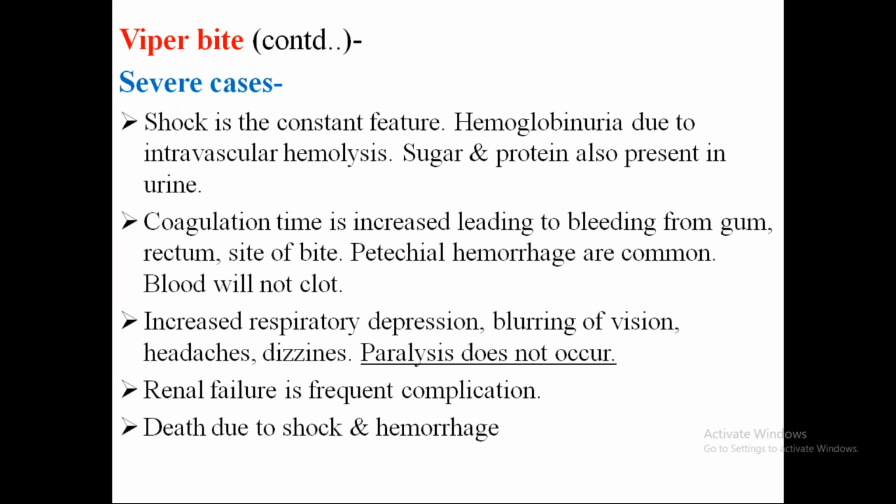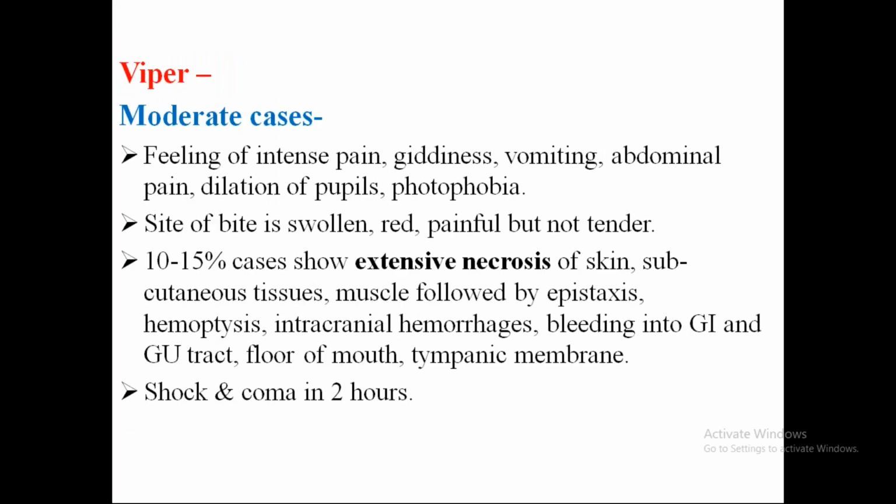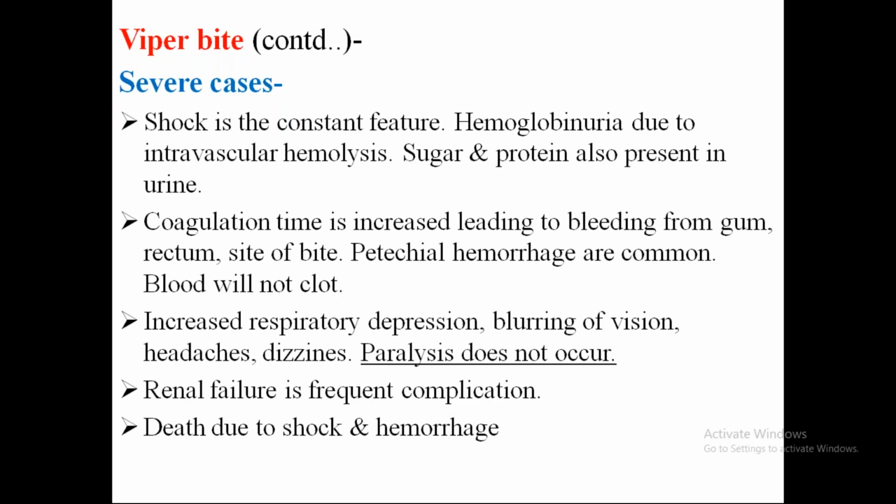In moderate cases there can be necrosis, and in severe cases there can be hemoglobinuria and intravascular hemolysis. The clotting time is prolonged, so the blood will not clot, and bleeding will occur from the site of the bite and also from other openings. The patient can bleed from the nose, ears, mouth, and GI tract. In viper bite, no paralysis occurs. And renal failure is a frequent complication of viper bite.